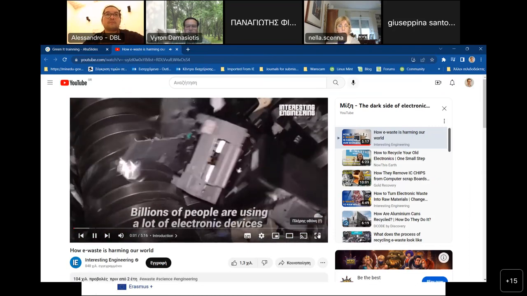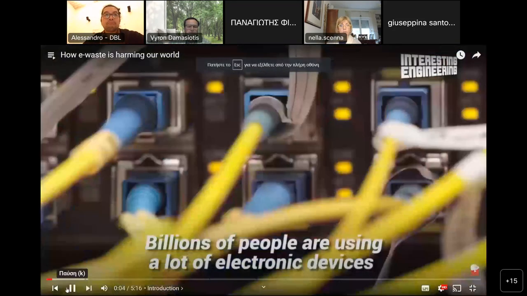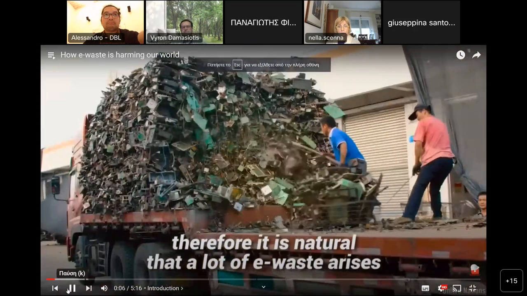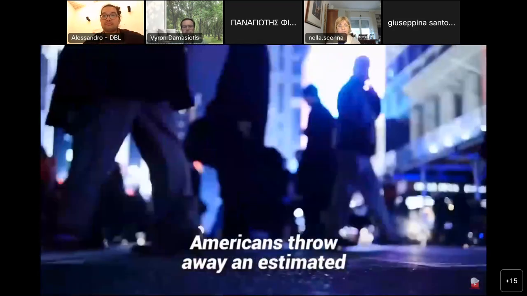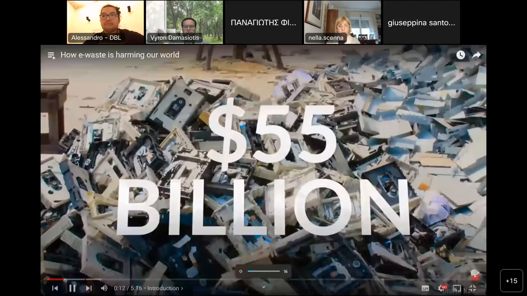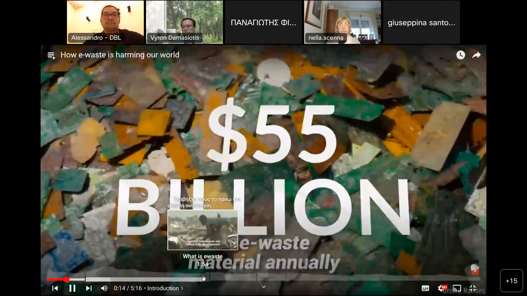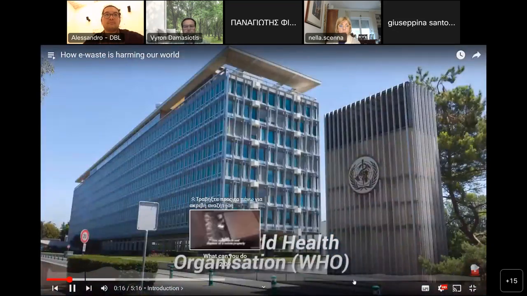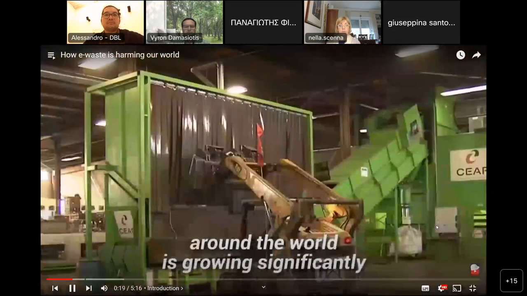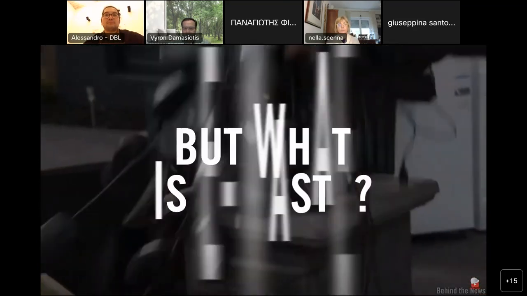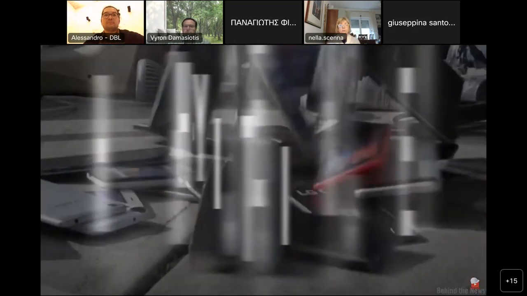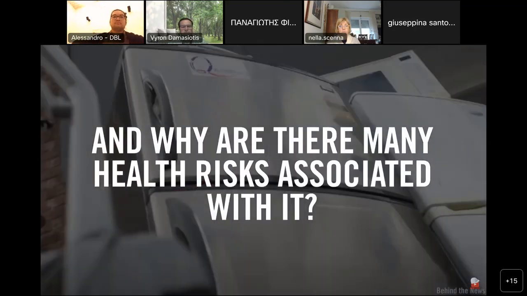Billions of people are using a lot of electronic devices. Therefore, it is natural that a lot of e-waste arises. Americans throw away an estimated $55 billion in e-waste material annually. The World Health Organization is warning that the amount of e-waste around the world is growing significantly. But what is e-waste, and why are there many health risks associated with it?